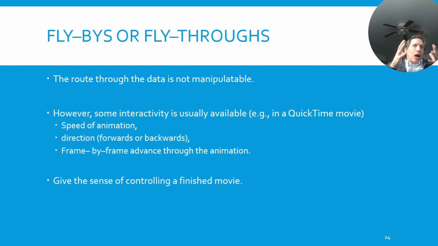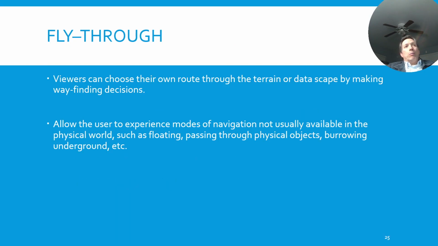Usually the route through the data is not necessarily manipulable, but you can manipulate the speed of the animation, you can manipulate the direction going back and forward, you can advance by frame, you can stop the thing and just look at what is going on there, and that gives the sense of controlling that finished movie.